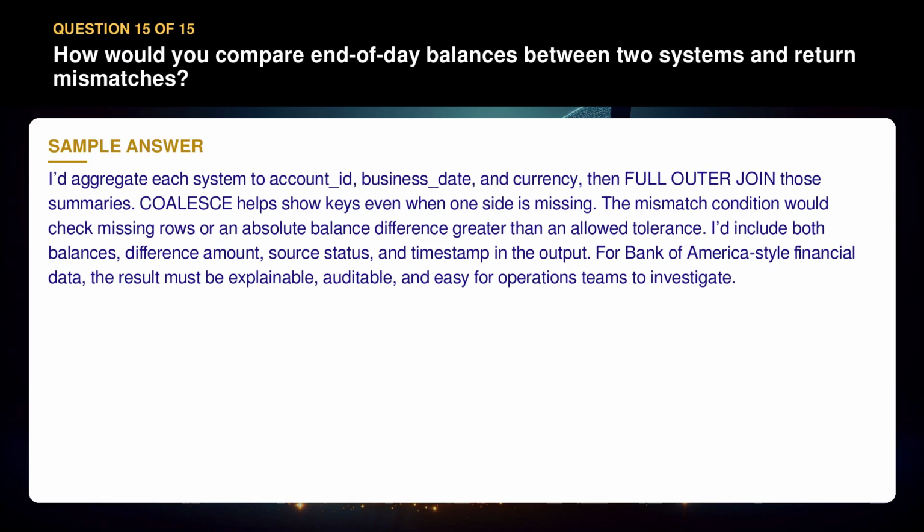Coalesce helps show keys even when one side is missing. The mismatch condition would check missing rows or an absolute balance difference greater than an allowed tolerance. I'd include both balances, difference amount, source status, and timestamp in the output. For Bank of America-style financial data, the result must be explainable, auditable, and easy for operations teams to investigate.